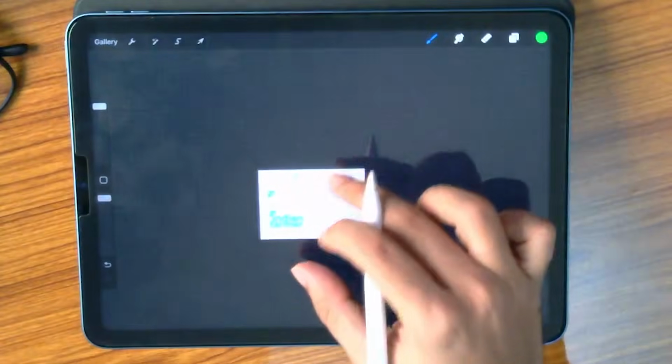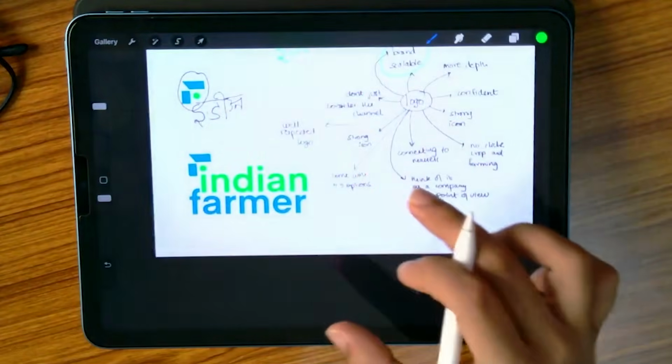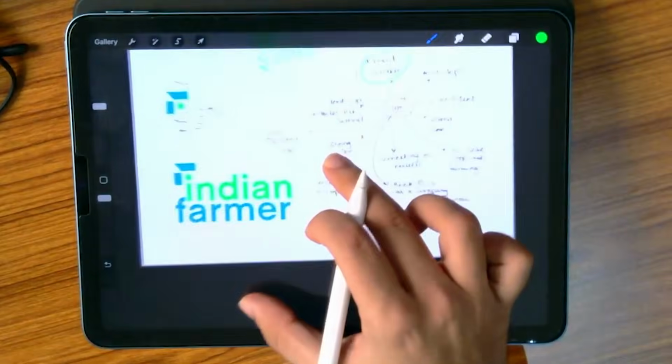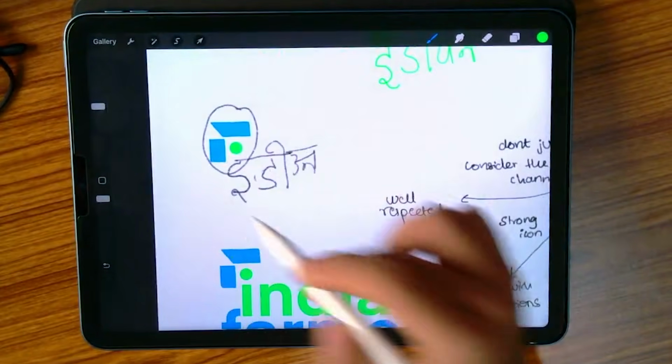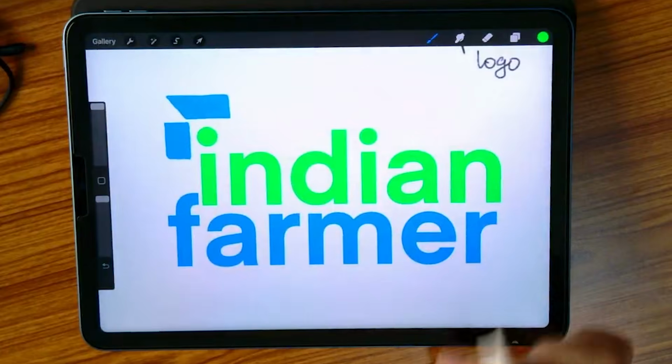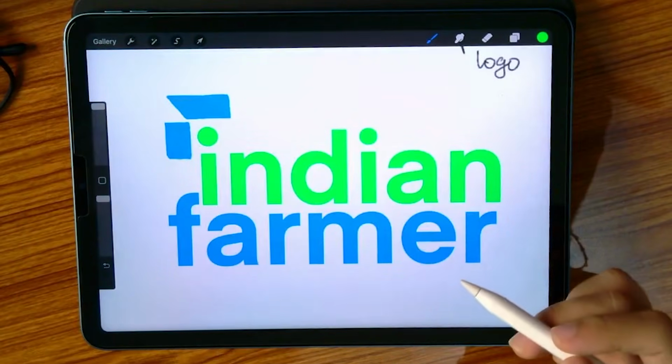And if you zoom out, okay, it's not clearly visible here because of this webcam, but if you zoom out, it's very scalable. Not only the entire logo but this icon as well, it's very scalable. So yes, this is the final logo of Indian Farmer, and I'm really happy with how this has turned out.